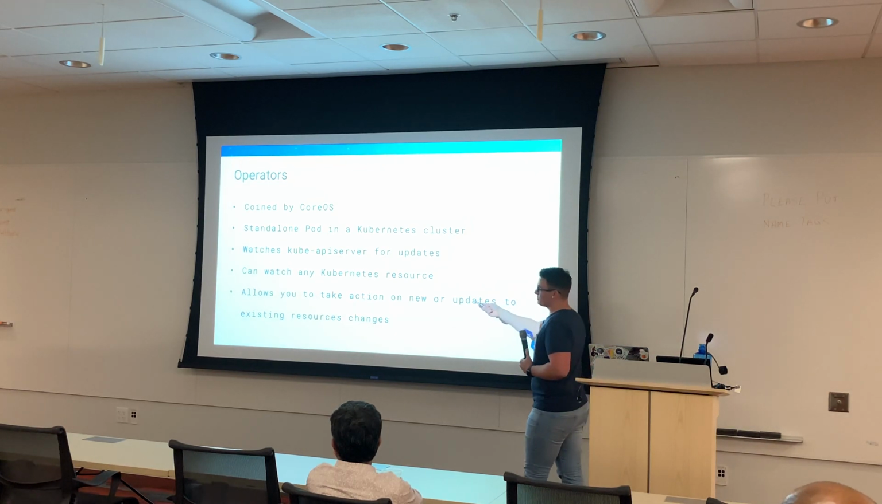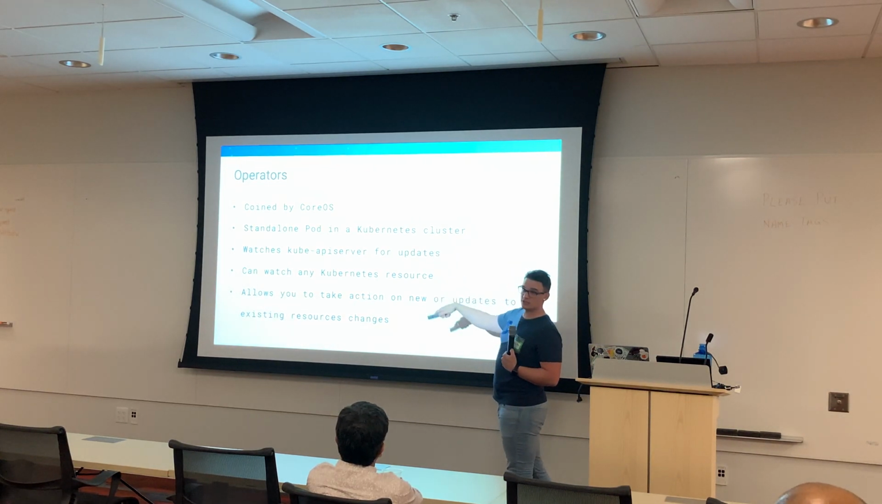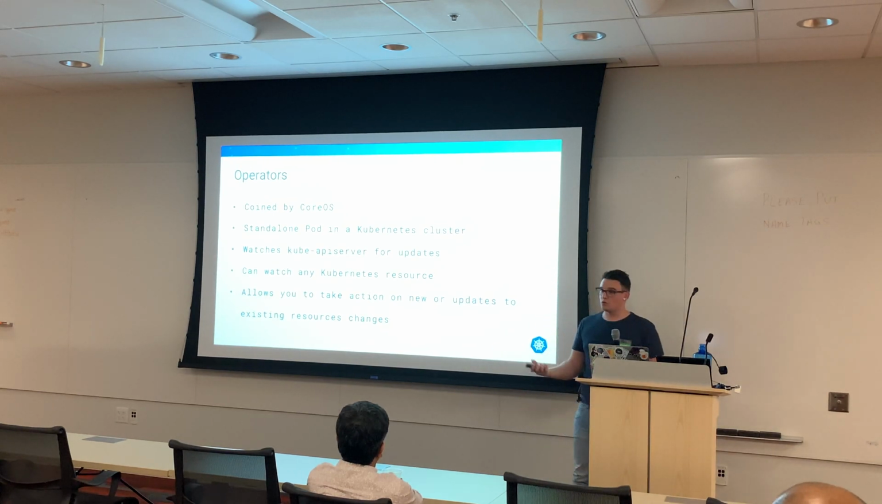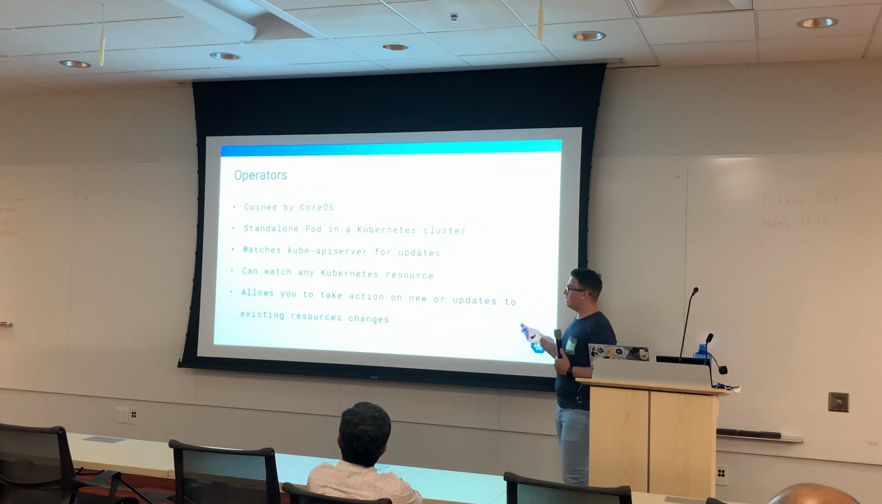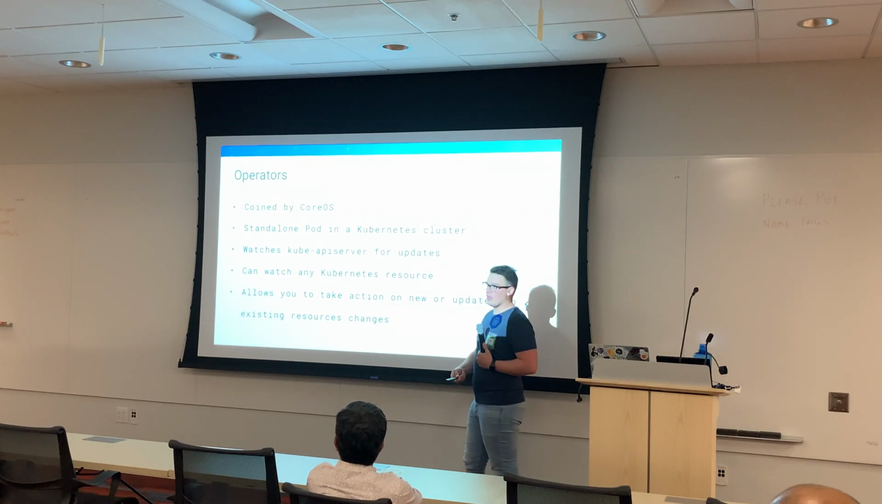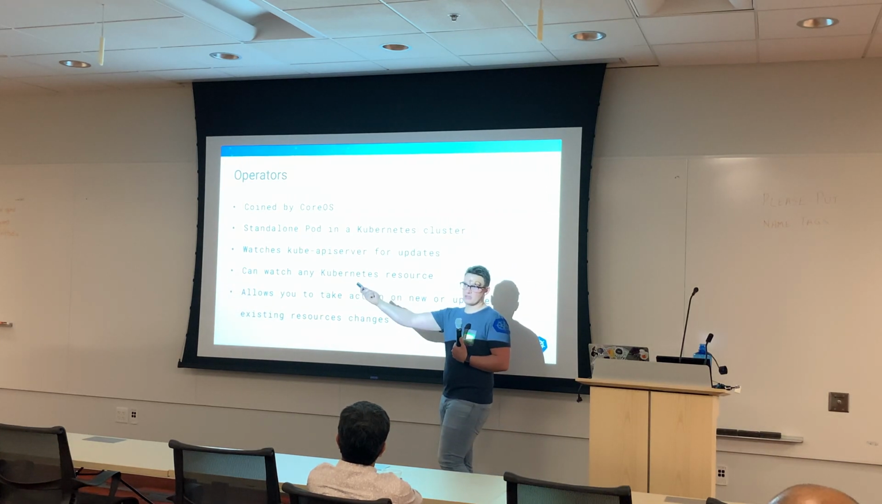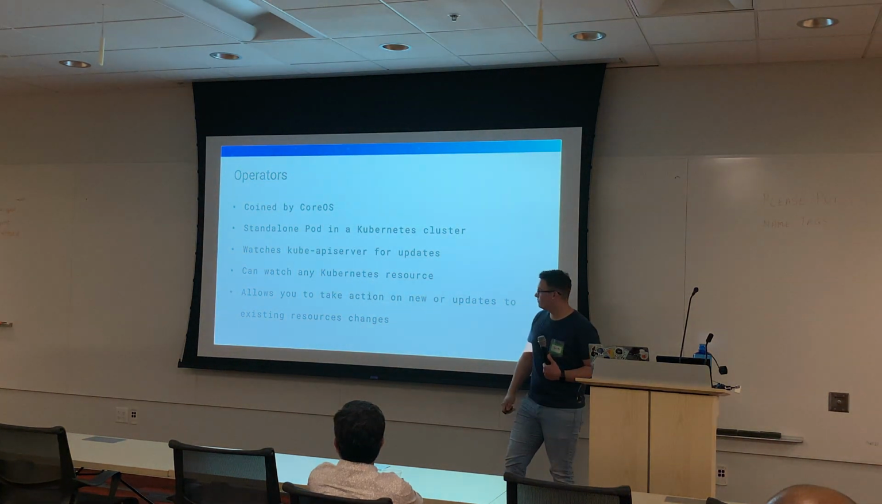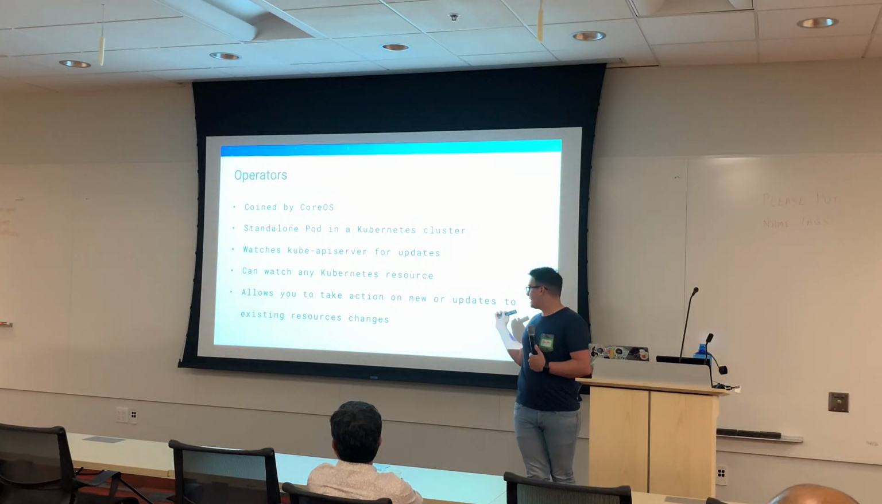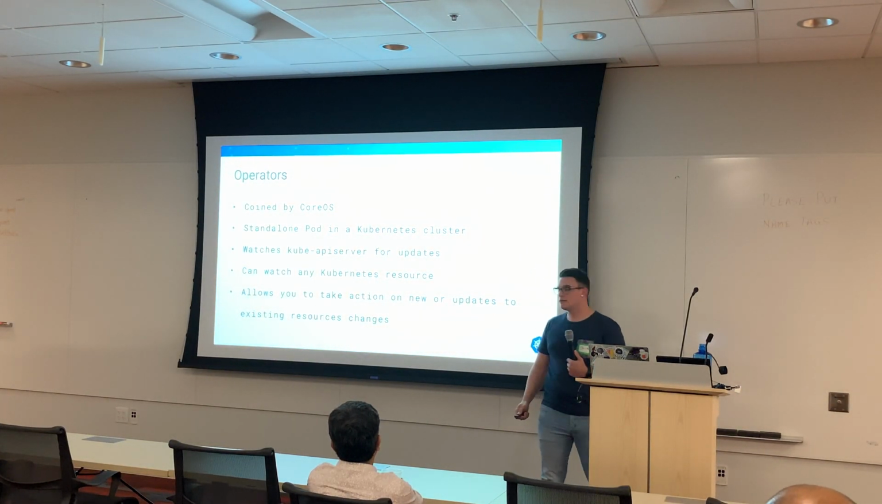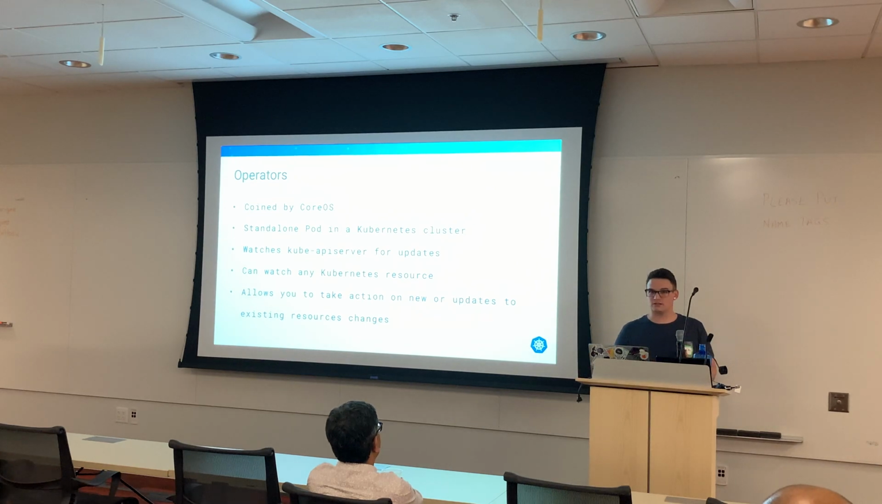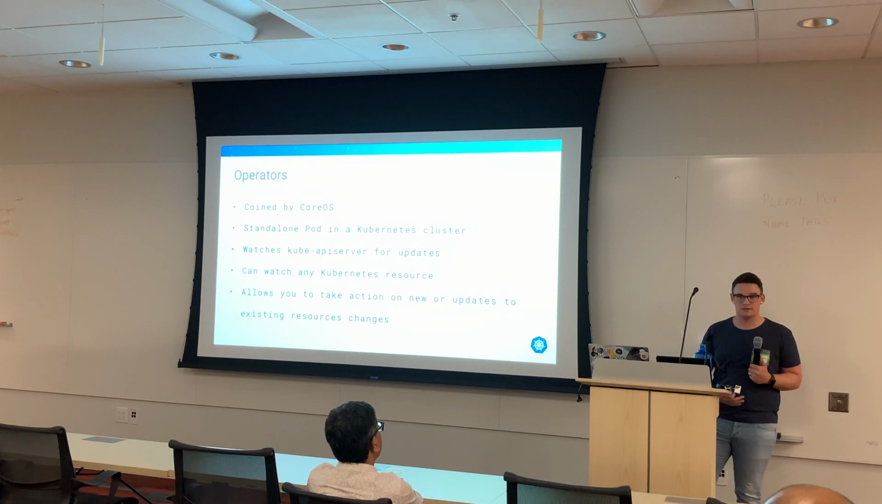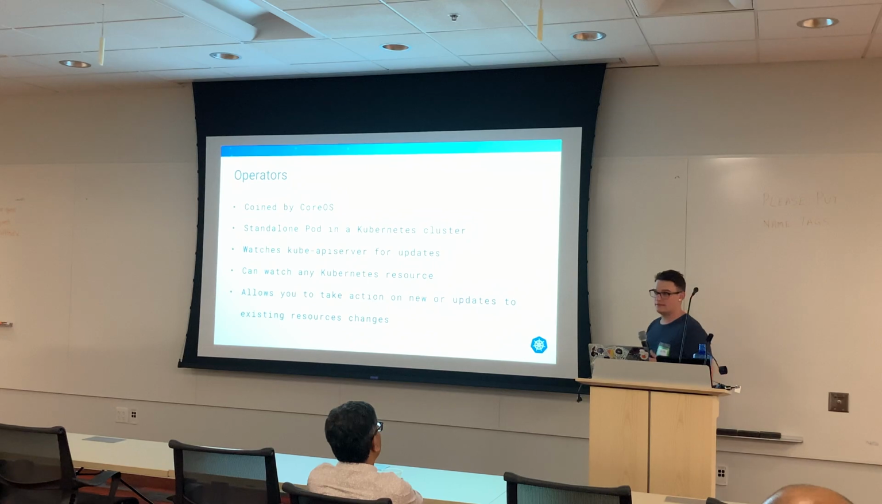So you can watch any Kubernetes resource. It doesn't have to be the ones that you actually implemented. For example, if you wanted to, that cron tab could listen to the nodes as well as just the cron tab resource if you built an operator around that. And it allows you to take action and do updates. So anything you want, you can do with this. You have access to the whole Kubernetes API server as long as you give it RBAC permissions to do that.